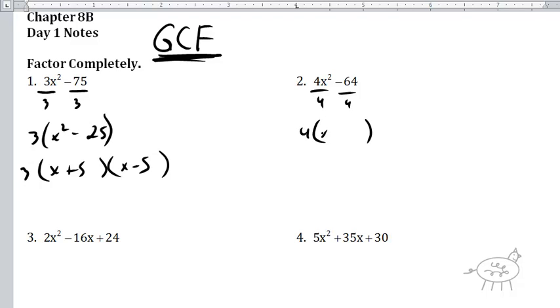Okay. This next one, divide by 4. So we get 4 times x squared, 64 divided by 4 is 16. And then, of course, this is a difference of two squares as well. So it's x plus 4, x minus 4.